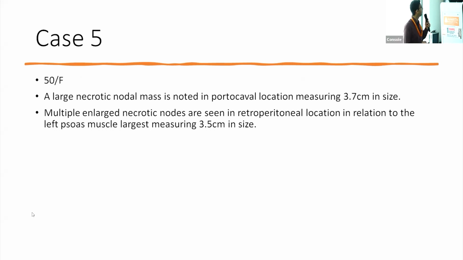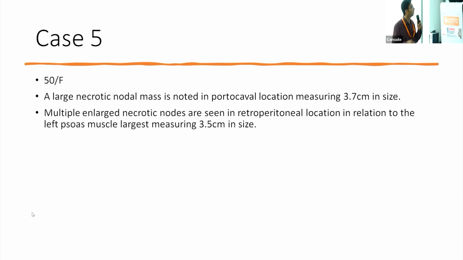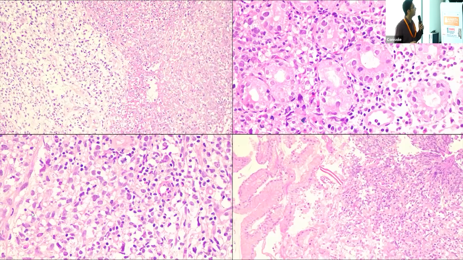Case 5, a 50-year-old female with a large necrotic nodal mass in the portocaval location. So a patient presented with recurrent symptoms of reflux disease, and endoscopy showed gastric wall thickening and ulceration. Perigastric nodes were also there. We can see these are the gastric glands, and the surrounding interstitium is infiltrated by large size cells. Here, this is gastric mucosa, and the interstitium is infiltrated by large size cells.